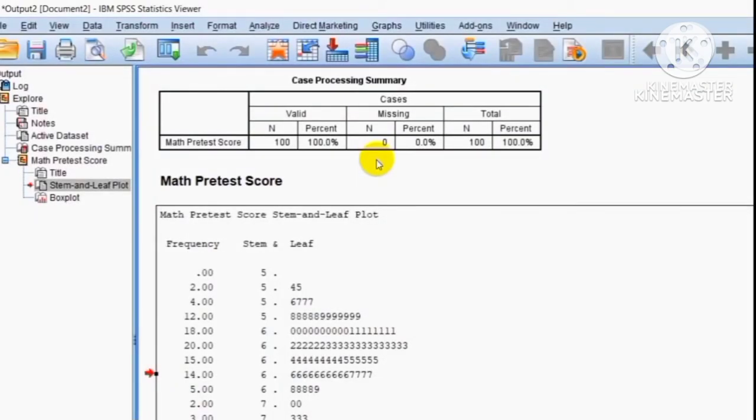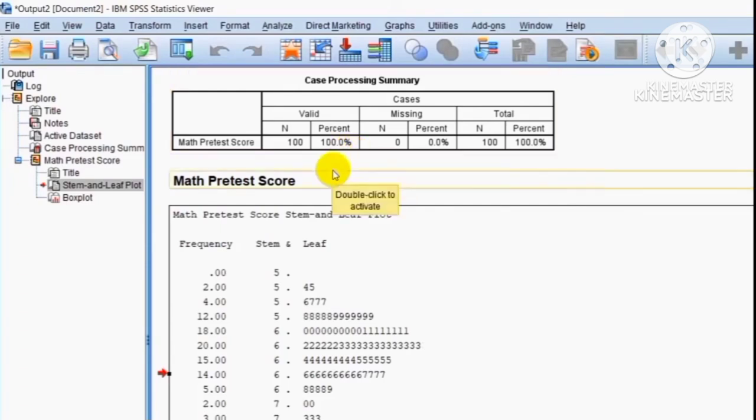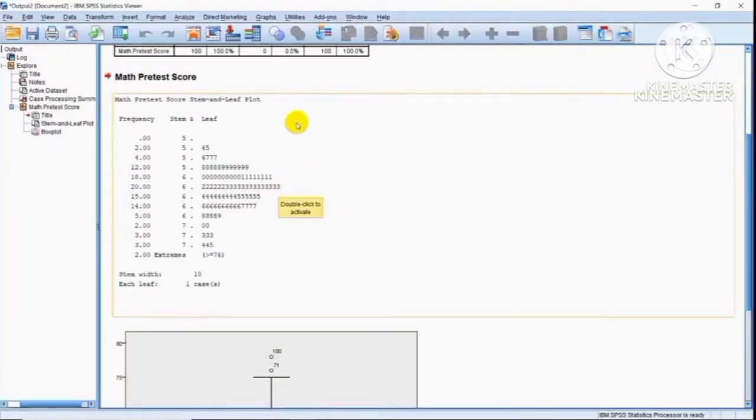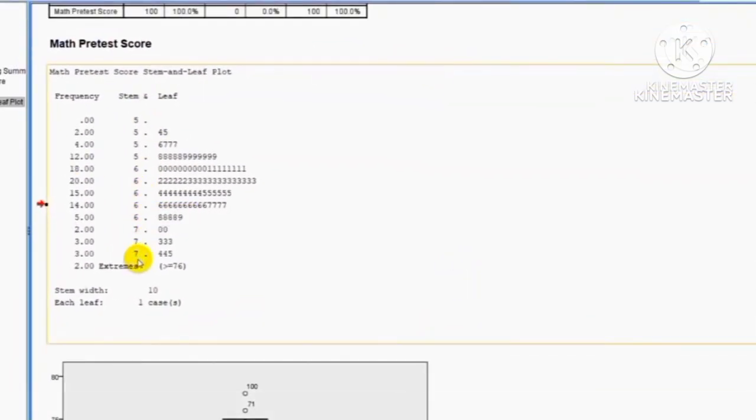So, dito sa case processing summary table natin, makikita natin na na-count lahat ng score sa dataset natin kasi 100% siya at yung total natin ay 100. So, pag tinignan natin yung ating stem and leaf plot dito sa stem width, nakalagay na 10. So, ibig sabihin, yung stem dito na 5 at 6, kailangan natin i-multiply sa 10. So, this means 50, 60 at saka 70.